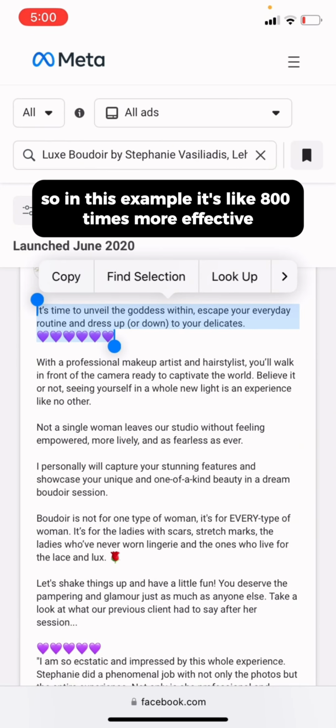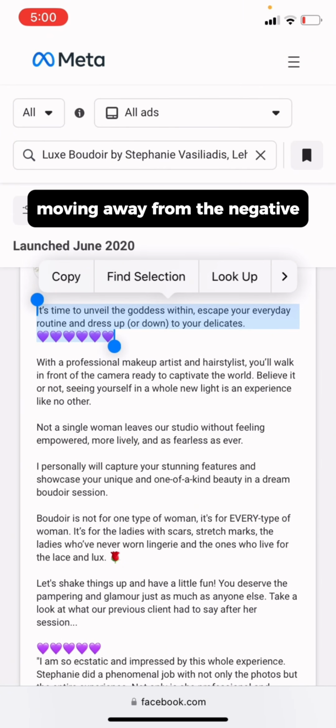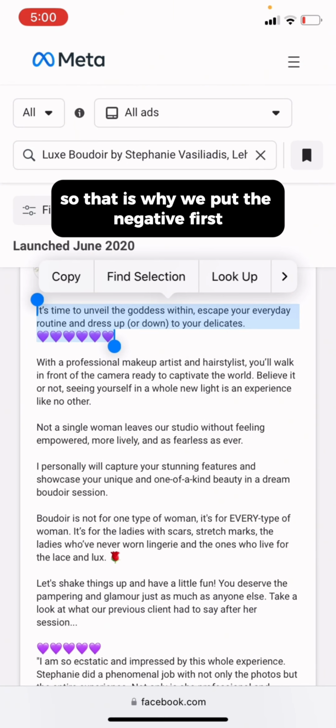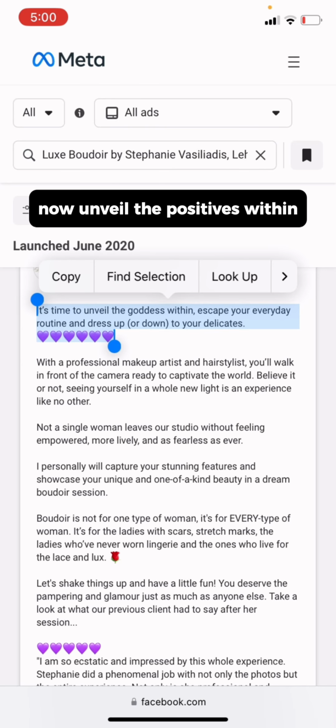So in this example, it's like 800 times more effective, moving away from the negative, to actually get us to move and take an action. So that is why we put the negative first. Now, unveil the positives within.